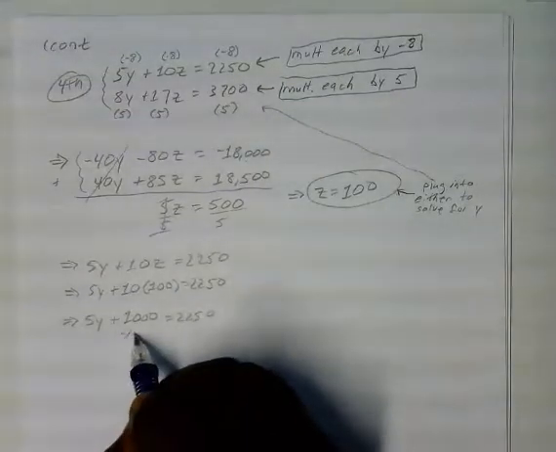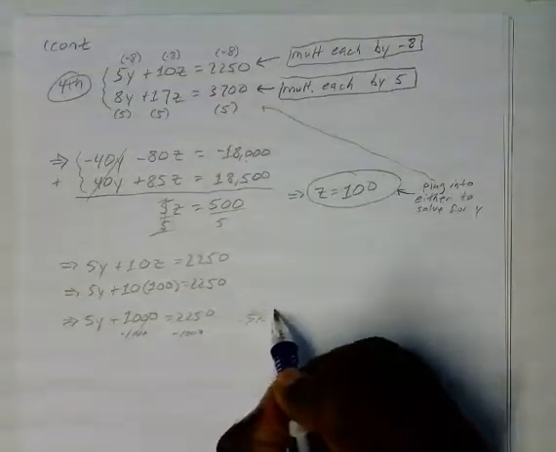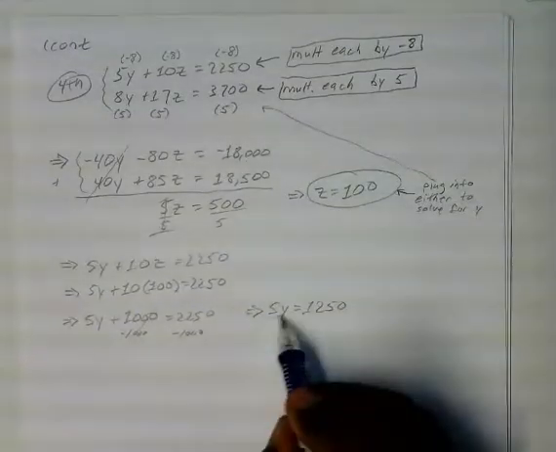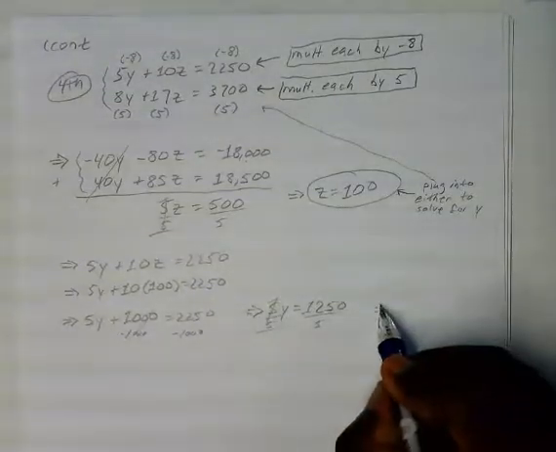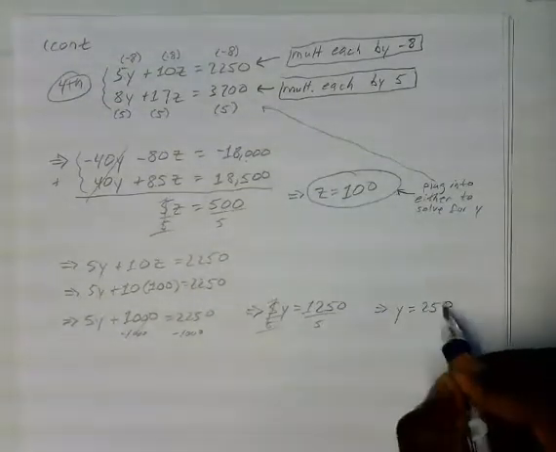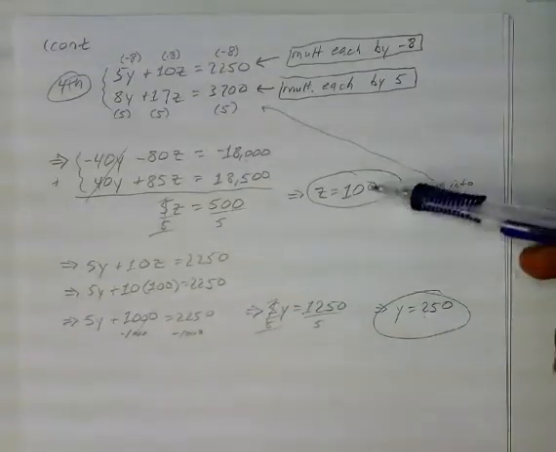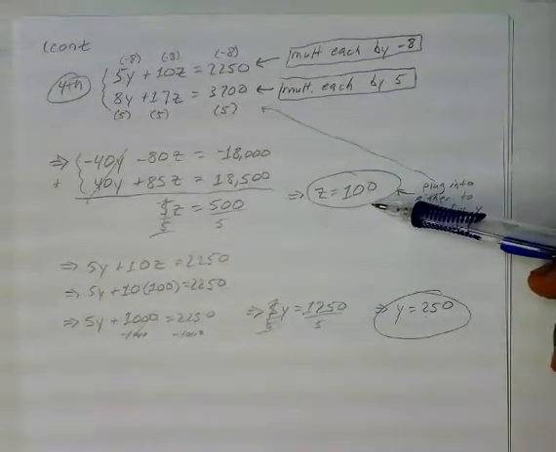So if we subtract 1,000 from both sides, we end up with 5y equals 1,250. So if we divide both sides by 5, we get y equals 250. Okay, so we have our z and we have our y. Okay, so now we go for our 5th step, which means we get our y, we get our z, and we plug it into any of our original equations to solve for x.